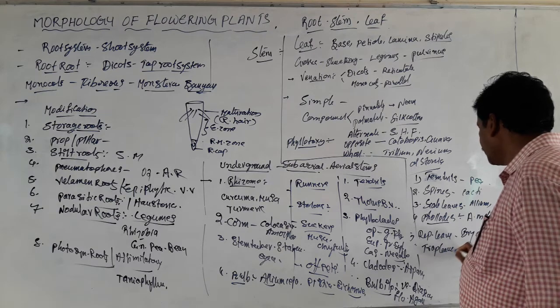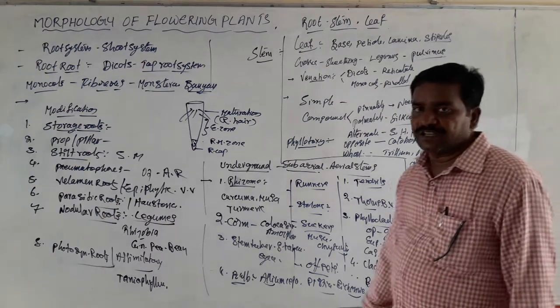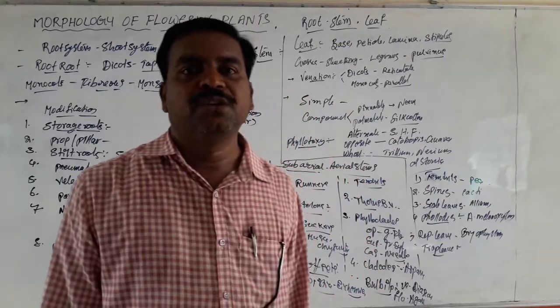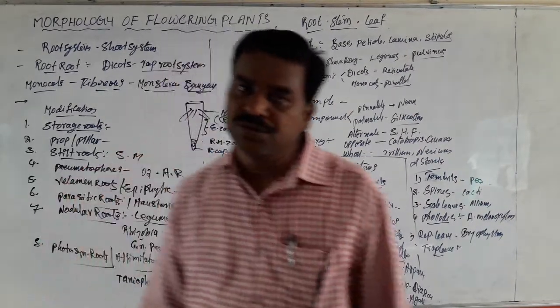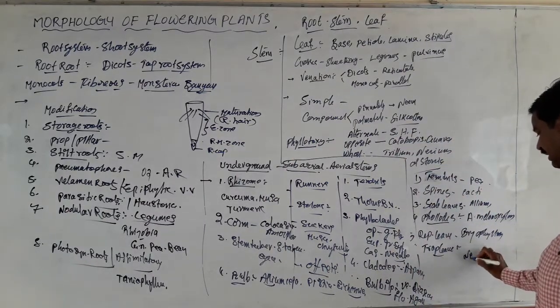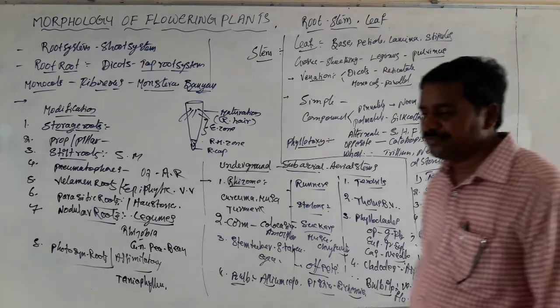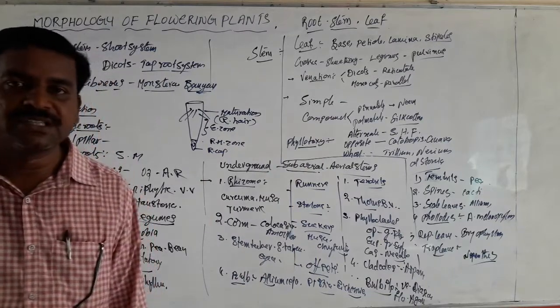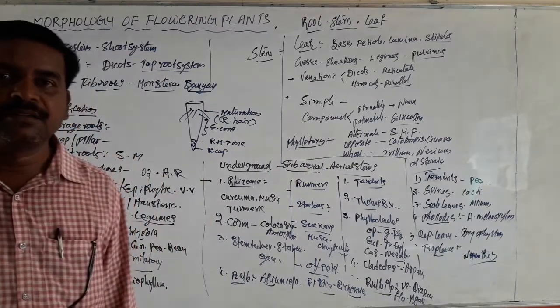And the other one is trap leaves. The leaves which are present in insectivorous plants trap the insects and absorb nutrients, nitrogen compounds. Such leaves are called trap leaves. They are present in Nepenthes. So root modifications, stem modifications and leaf modifications are the most important, including the examples.